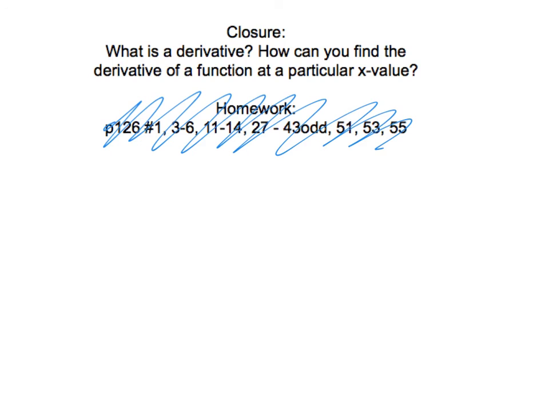Okay, so closure, we're thinking about what is a derivative. So today we looked at it as the limit definition, but we know that it's instantaneous velocity. We know it's a rate of change. How can you find the derivative of a function at a particular value? So you have two different quotients that you can be using, okay, at this point.